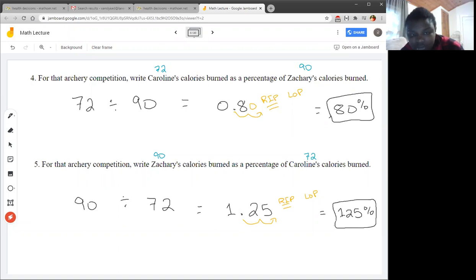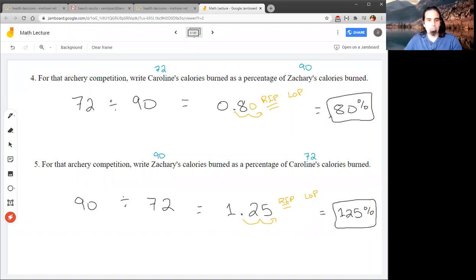Okay, well, let's talk about that more. Caroline's number was 72 and Zachary's is 90. So if his is the basis for comparison, then hers is less than his, so less than 100% makes sense. Half of his would be 45, and she's quite a bit more than that. So her number is bigger than 50%. So this does seem reasonable.